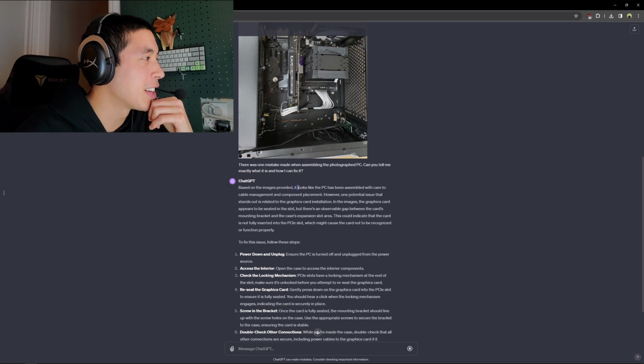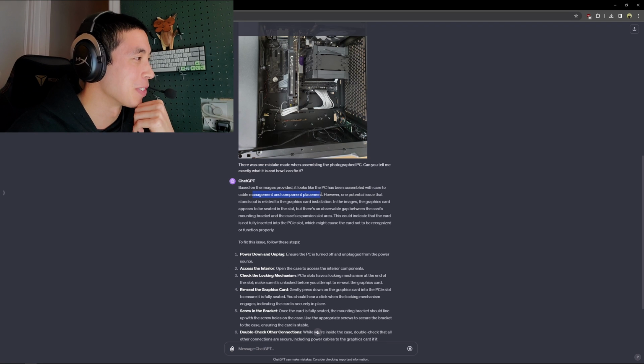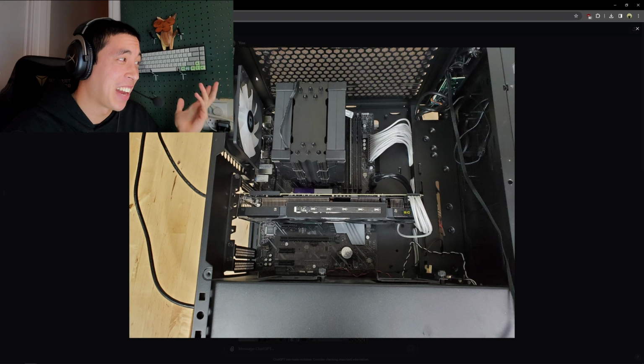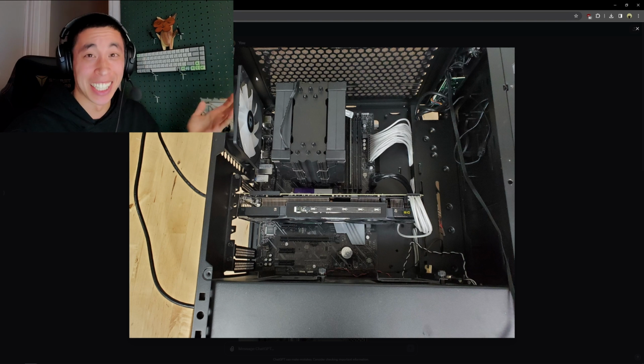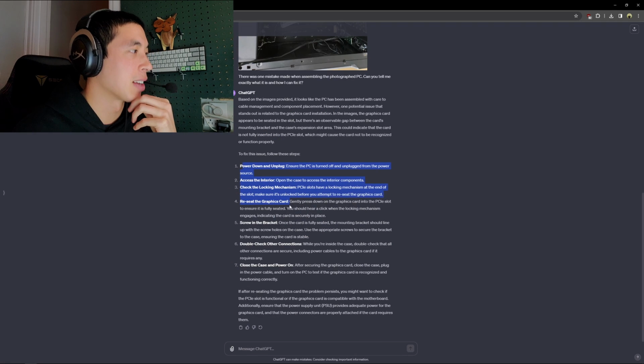Based on the images provided, it looks like the PC has been assembled with care to cable management and component placement. Aw, thank you, ChatGPT. However, one potential issue that stands out is related to the graphics card installation. There's an observable gap between the card's mounting bracket and the case's expansion slot. Honestly, okay, well, it kind of identified a problem that I didn't even intentionally set up. It is right that it's not screwed down.